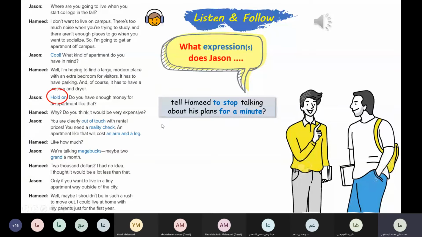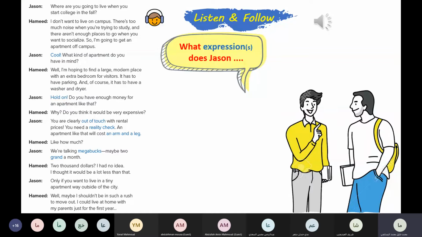Now, you realize here he's talking about his plans. Suddenly he told him to what? To stop. Do you have enough money for your plans, for an apartment like that? Hold on, stop for a minute. Good.